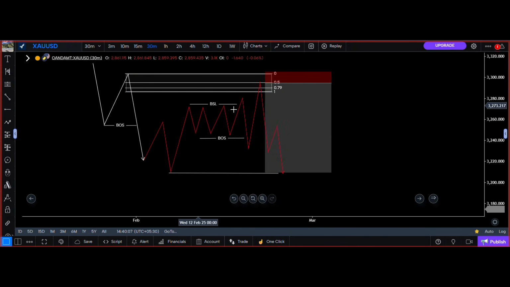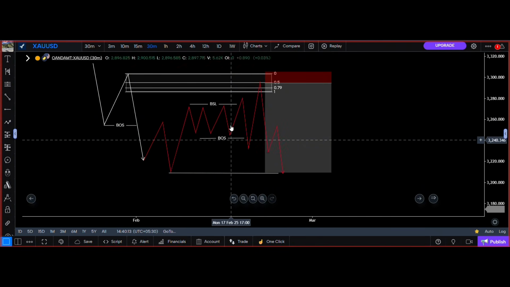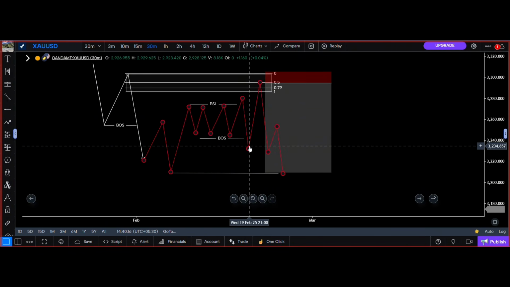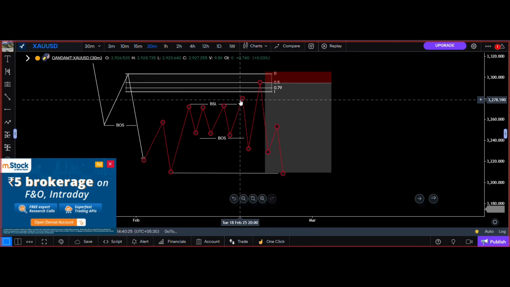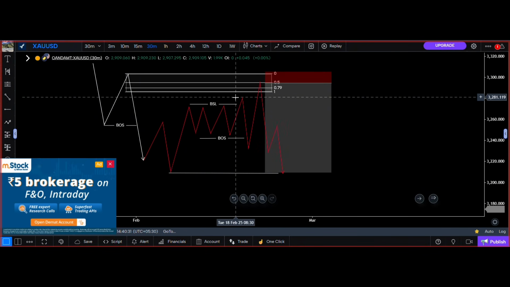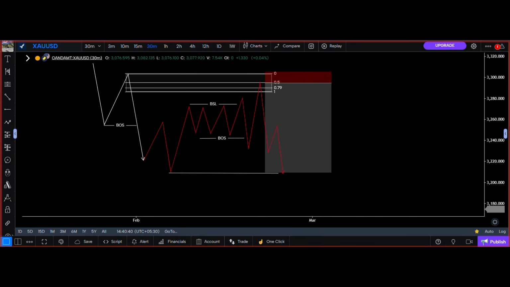As I said, the market taps into this zone and takes the liquidity here. The sellers who got trapped here think the market will go down. Then they get their SLs hit on this zone right here. Then the market goes up, their SL is taken. Then the market taps this 50% zone in the 4-hour time frame, then goes down. That's how it works.